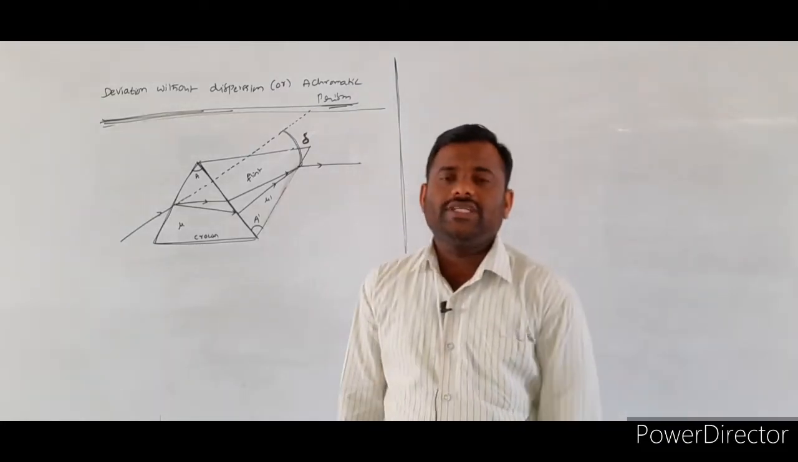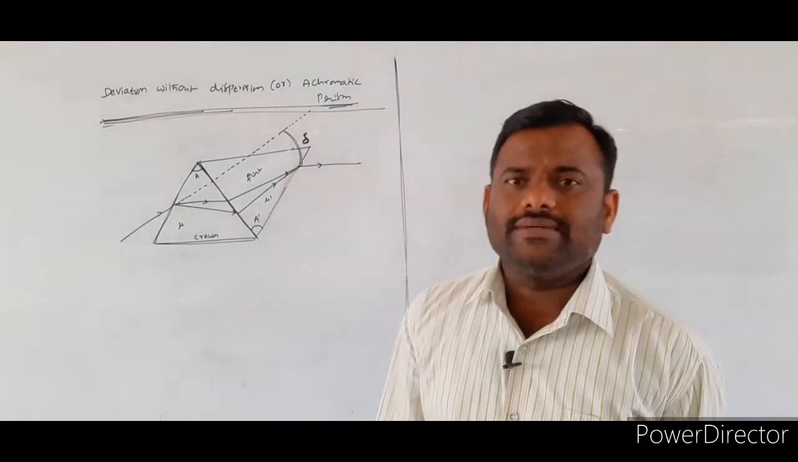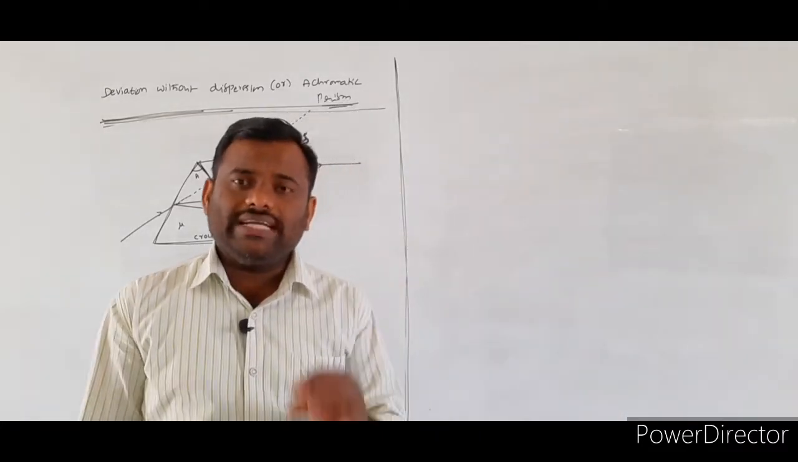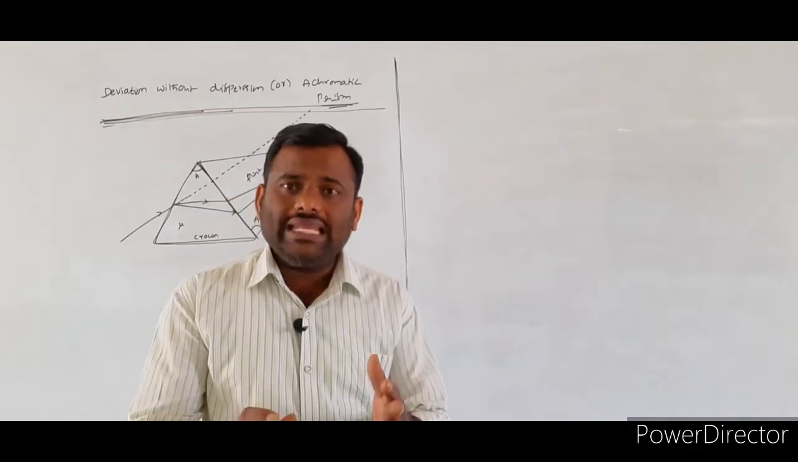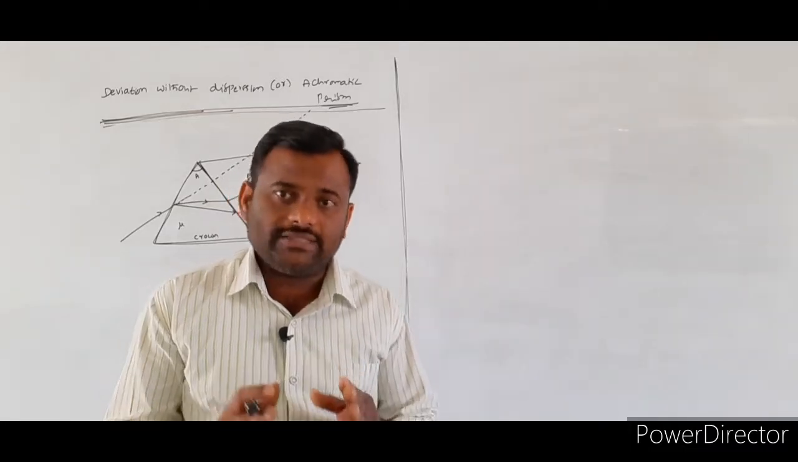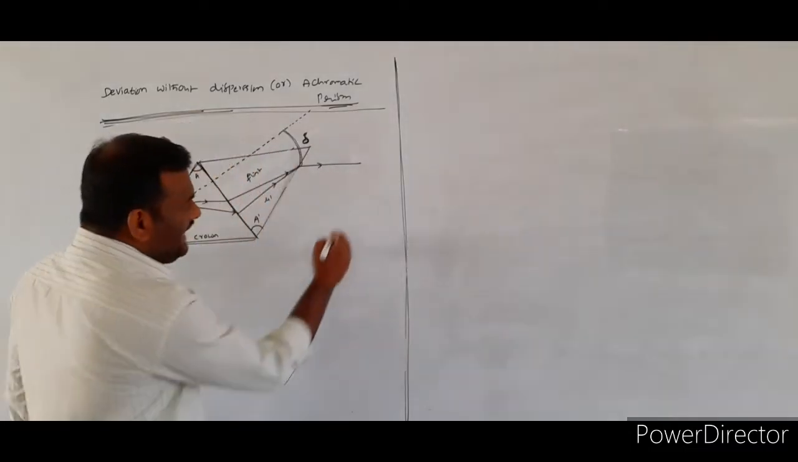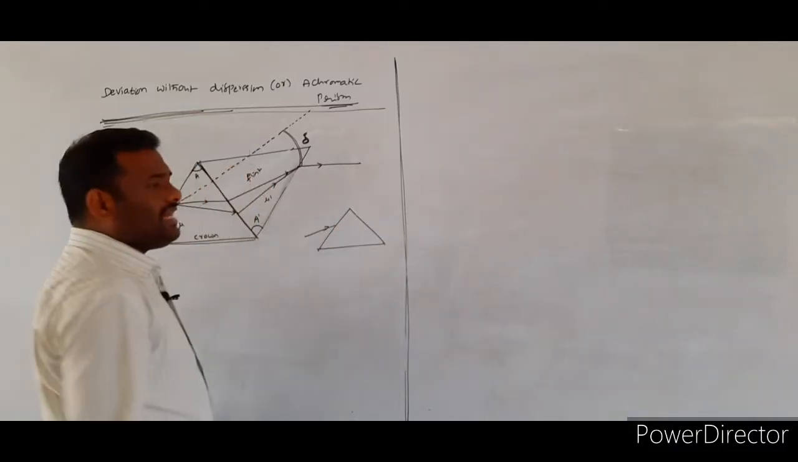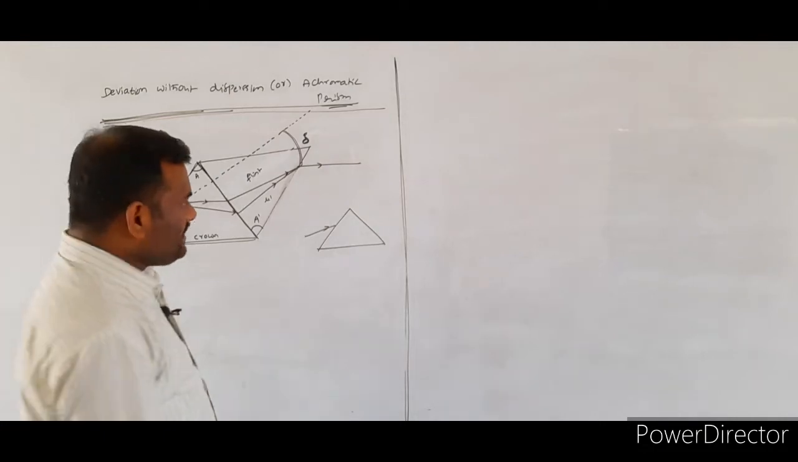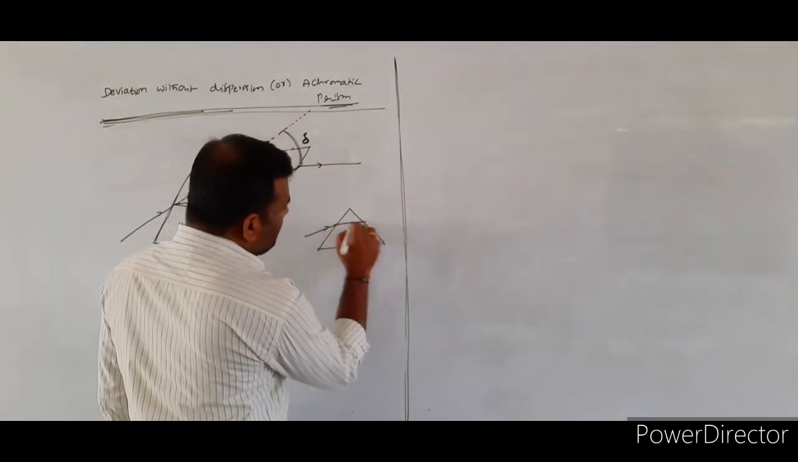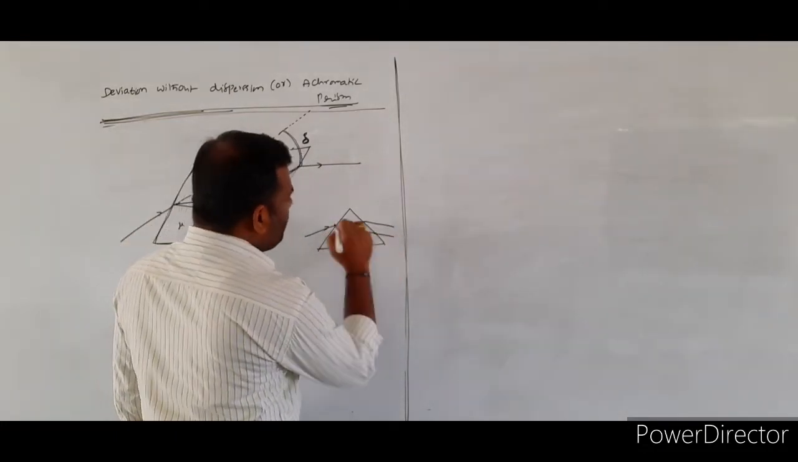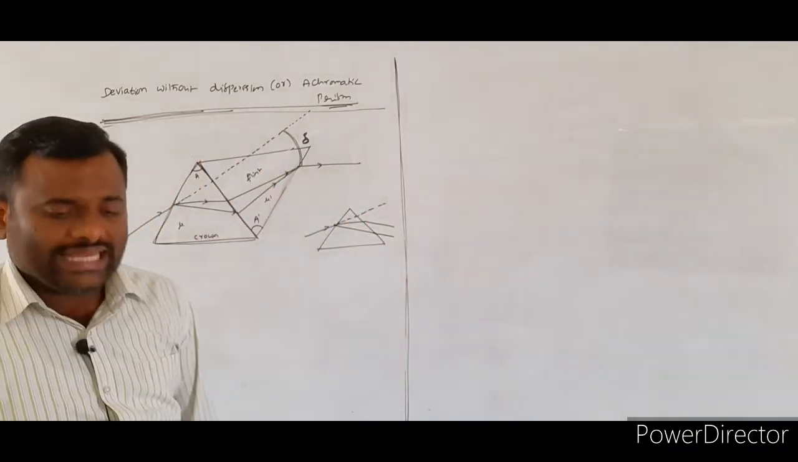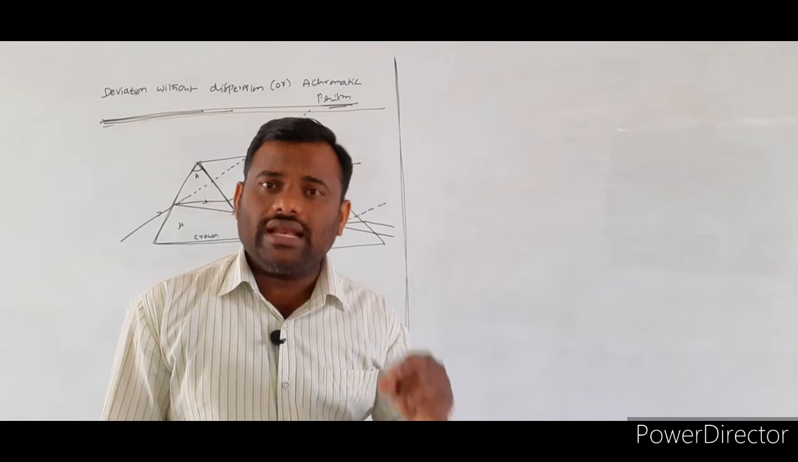See the next concept: deviation without dispersion, or achromatic prism. Just now we completed the concept of dispersion of light. What is the meaning of dispersion of light? Whenever light is incident on a given prism, the white light will be split into different colors. Such a phenomenon is called dispersion of the light.